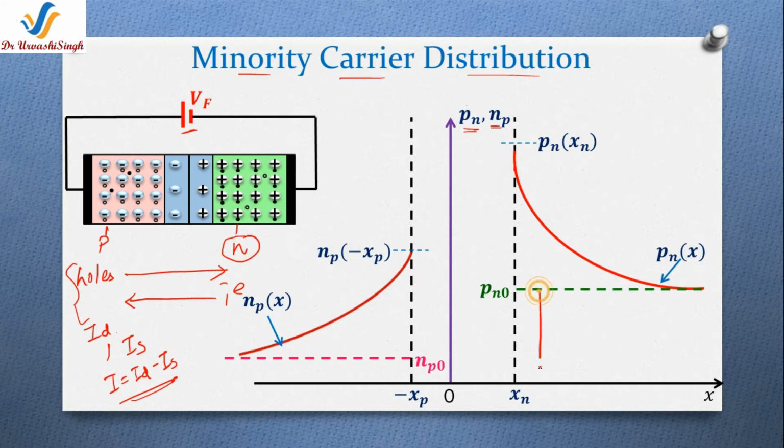Students, as you know, there are some minority carriers in N material at equilibrium. This is denoted by Pn naught. When holes diffuse into the N side, you can see that the concentration of the minority carriers is highest at this point. It is given by Pn(xn). So it increases the overall count of the minority carriers.